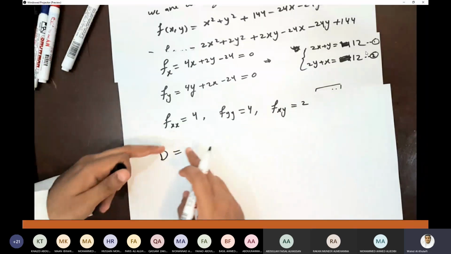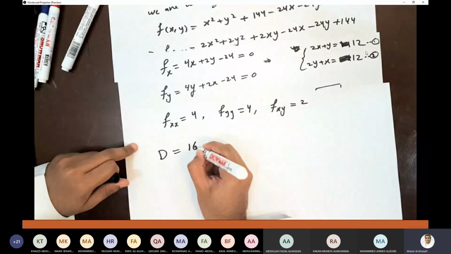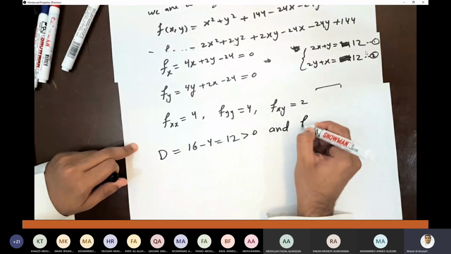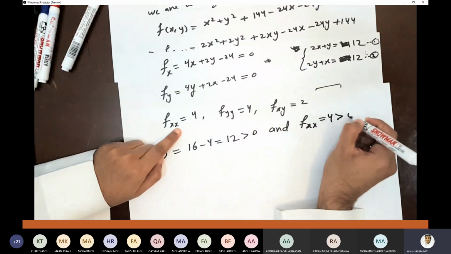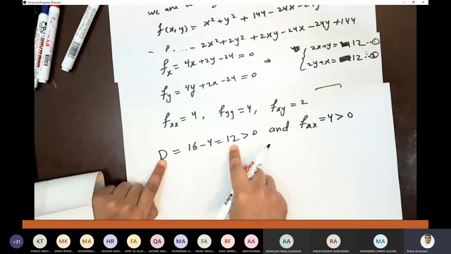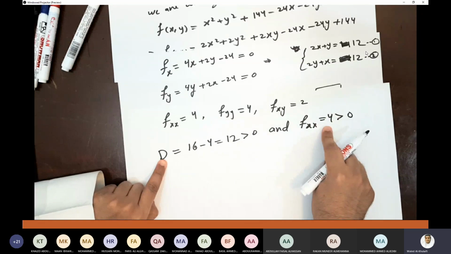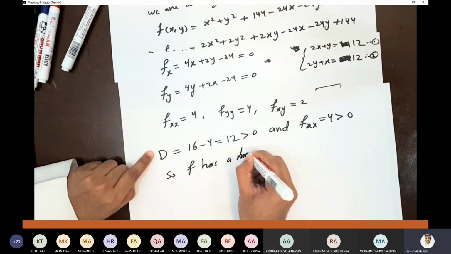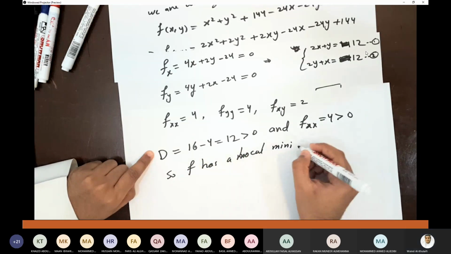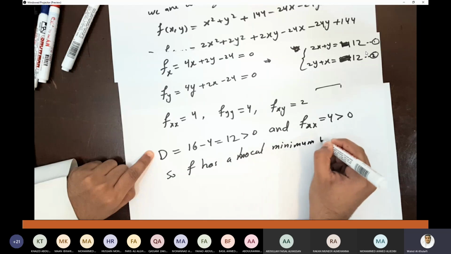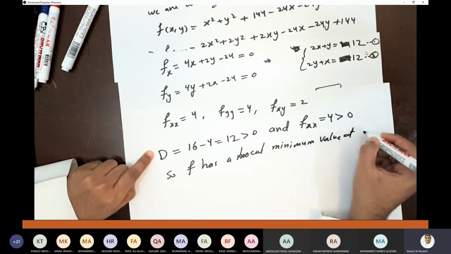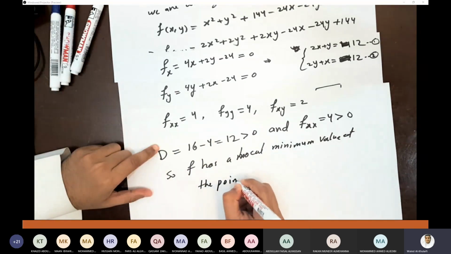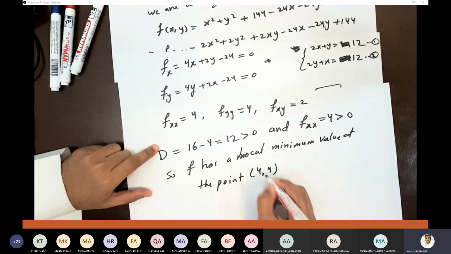So now D equals... Now here, of course, I have to substitute the point, but you have constants. So we have 16 minus 4, which becomes 12. This is greater than 0. And we look for the sign of f_xx, which is 4, greater than 0. So you have D, the discriminant, greater than 0, and f_xx greater than 0, so f has a local minimum value at the point 4, 4.